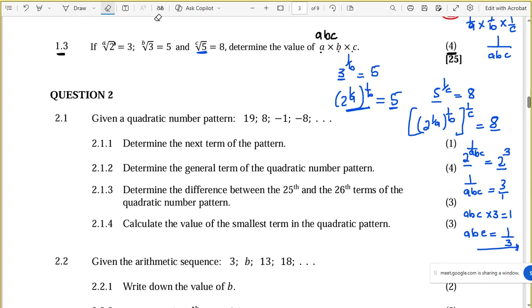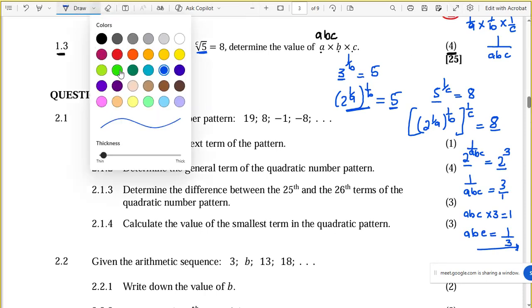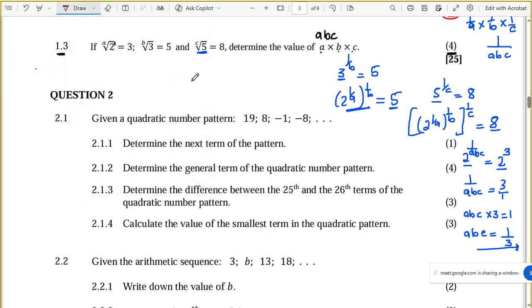Are you guys ready for question 2? Yes. Yuhen, you still with us? Yes, sir. Amy Shane, you in the lesson? Yes, Mpo, Katleo. Yes. Okay.